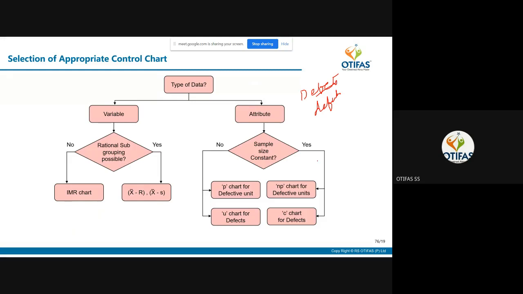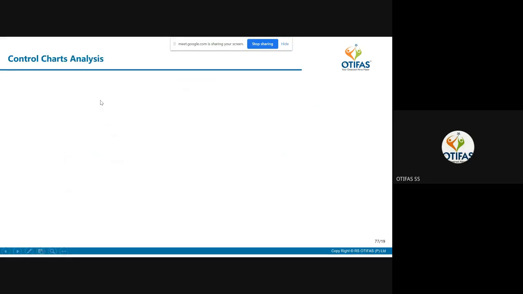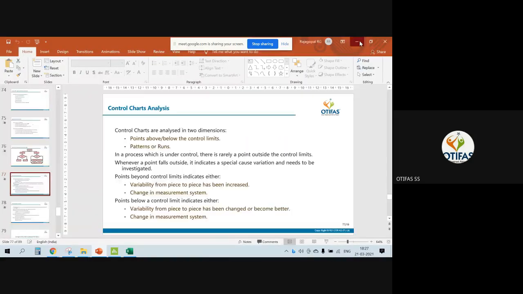And you have sample size constant or not constant. If the sample size is constant, NP and C charts. If the sample size is not constant, we'll use the P chart and U chart. Don't worry, we'll do it. Very simple. And I already shared this PPT with you. You can go through it.